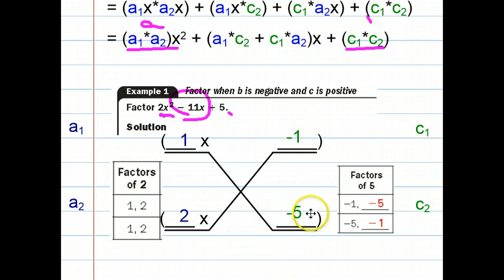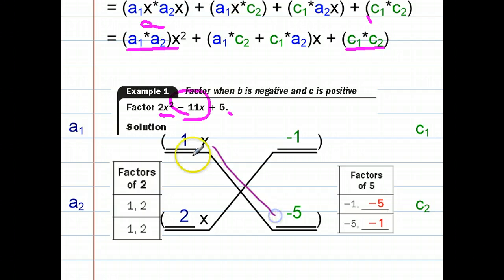And we could have used positive 1 and positive 5, but remember we have a negative 11, so you can't get a negative 11 from a pair of positive factors. So to test to see if this combination will work, i.e. if it will give us our negative 11, using the big X, we slide down.